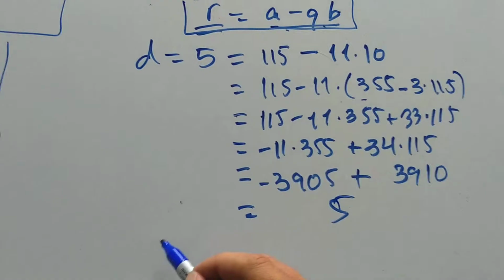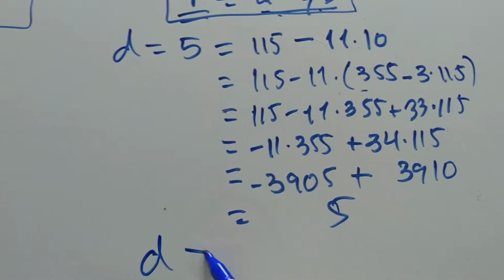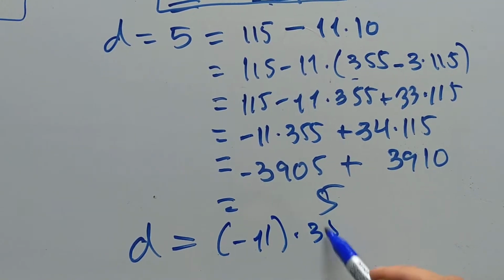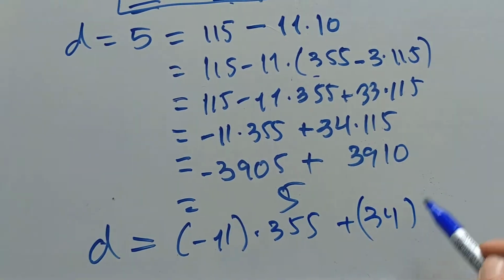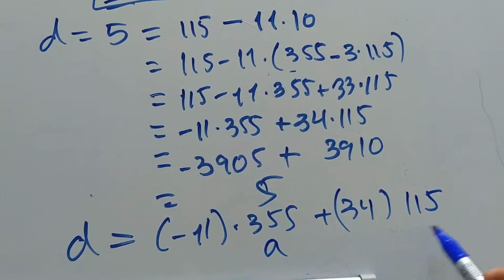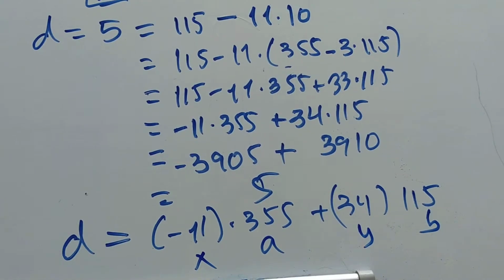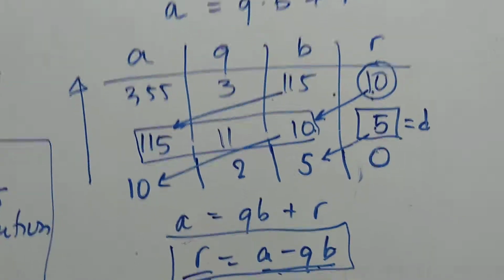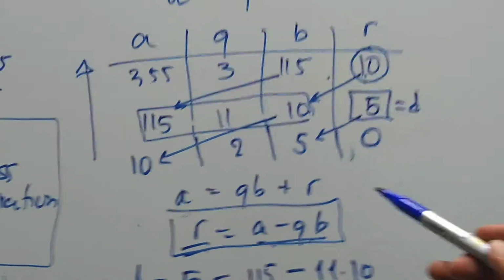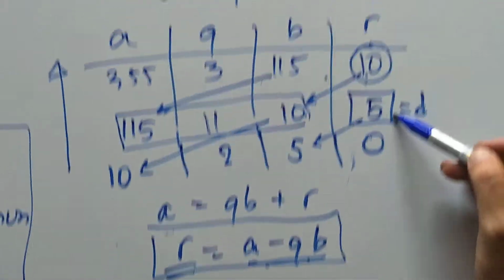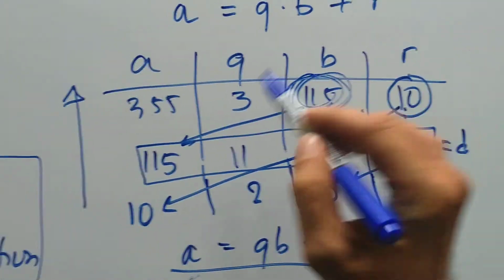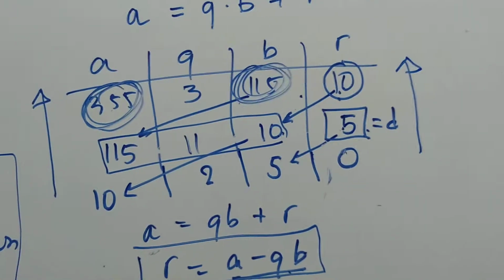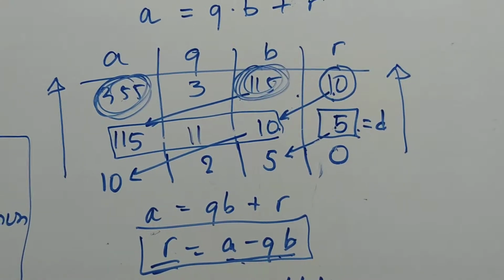It works. Watch this: I have expressed D as a linear combination, minus 11 times 355 plus 34 times 115. This is A, this is B, this is X, this is Y, and all are integers as I promised. So it works. It's obvious that this works, and obvious that it will always work. I will always be able to express this in terms of A and B by working backwards. The thing is how to prove it. We know it's true by intuition.